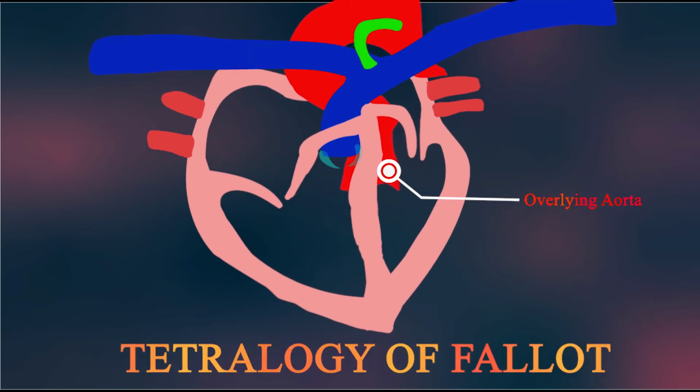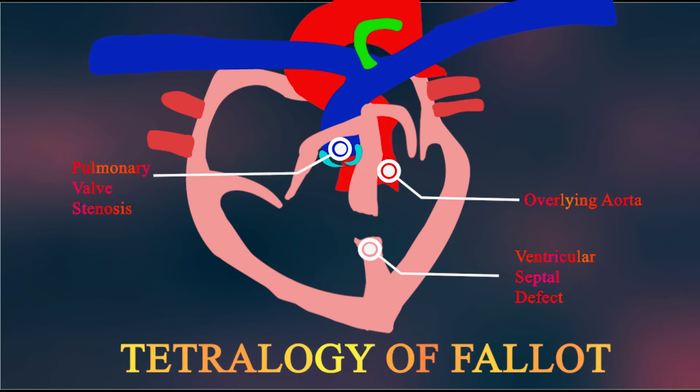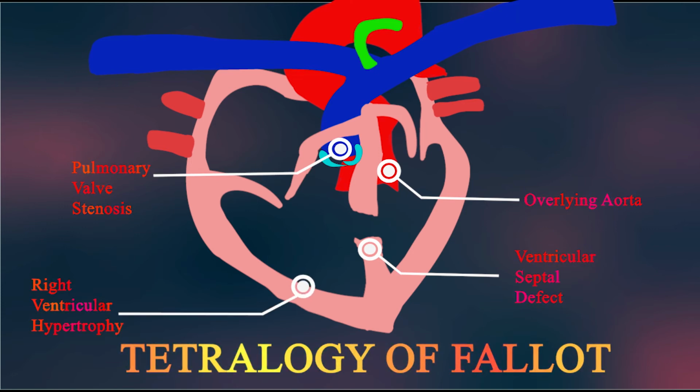Absolutely yes. In tetralogy of Fallot, you can have an overlying aorta, an interventricular septal defect, a stenosed pulmonary valve, and lastly, an extramuscular or hypertrophied right ventricle.